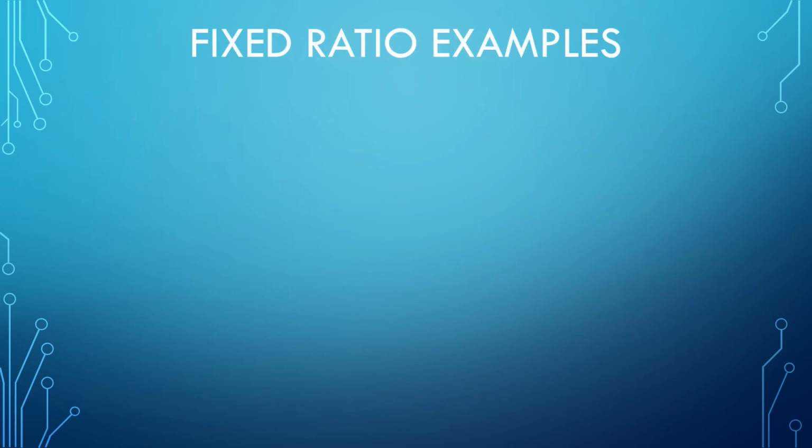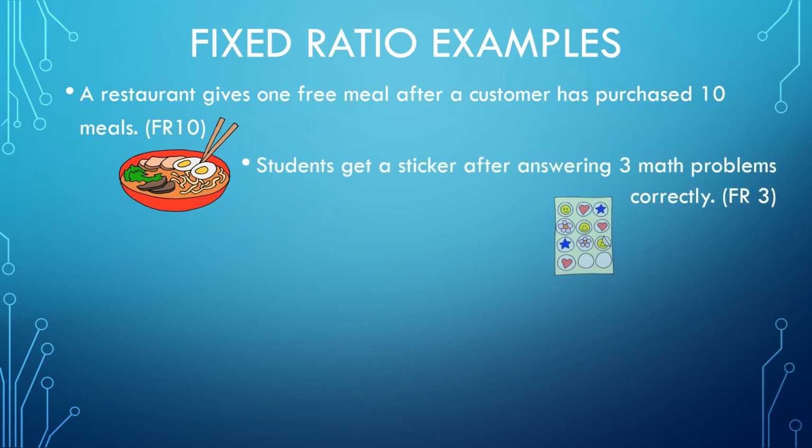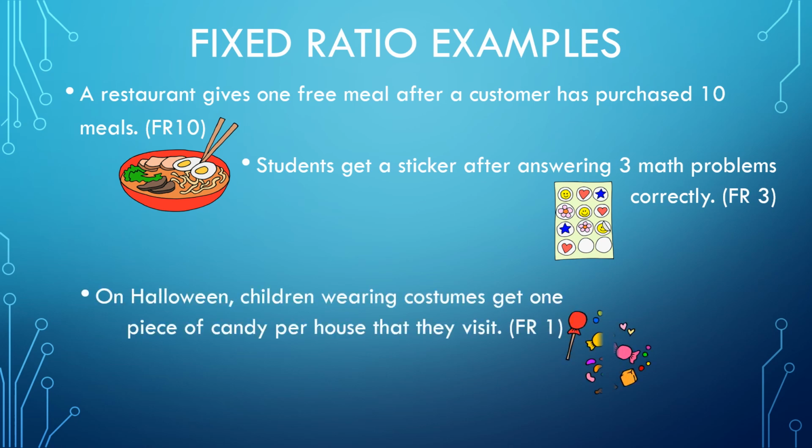Let's dive into some fixed ratio examples. Examples of fixed ratios include a restaurant providing 1 free meal after a customer has purchased 10 meals, students getting a sticker after answering 3 math problems correctly, and on Halloween, children who wear costumes get 1 piece of candy per house that they visit.